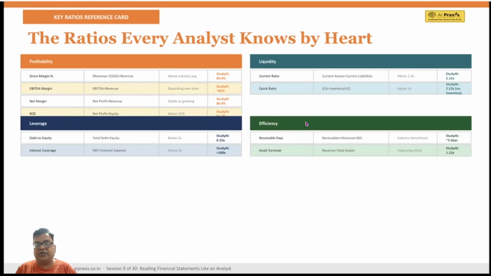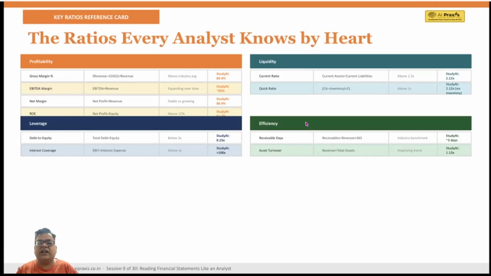The second part is leverage. Okay. Look at the financial risk. First one is debt to equity. It should be below 2. In case of study A, it's 0.15, right? Then interest coverage. This is very important. So EBIT divided by your interest expense. And you want this to be above 3 times, meaning the company can comfortably pay its interest. In case of study A, it's above 100 times, I think. Very strong.